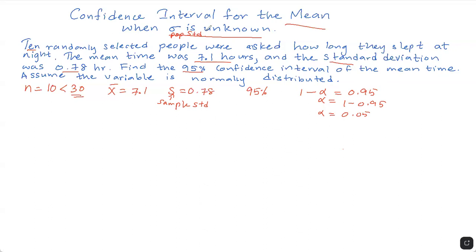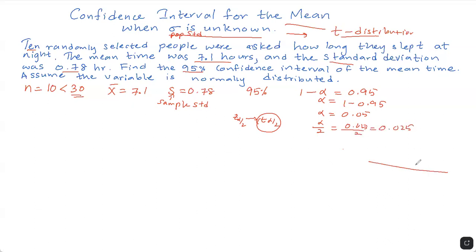Since sigma is unknown, we are looking at the t distribution. Because the sample size is also less than 30, we are going to look at the t distribution instead of the z distribution. So that means instead of z alpha over 2, we are going to use t alpha over 2, right? We need to find this critical value. So alpha over 2 is 0.05 divided by 2, which is 0.025.